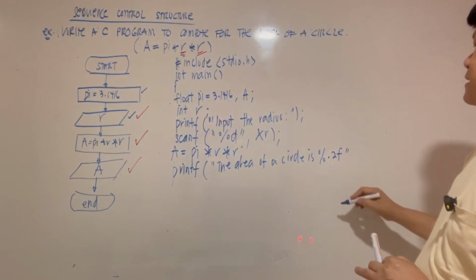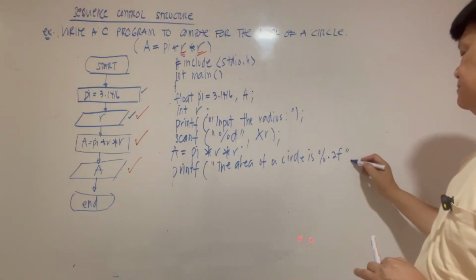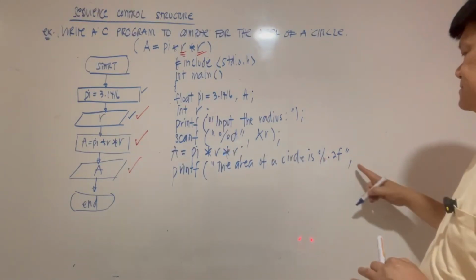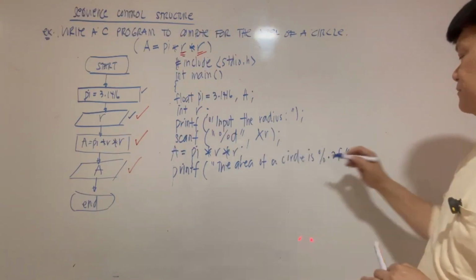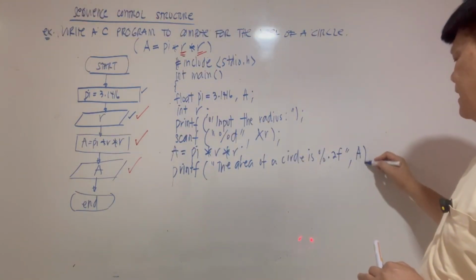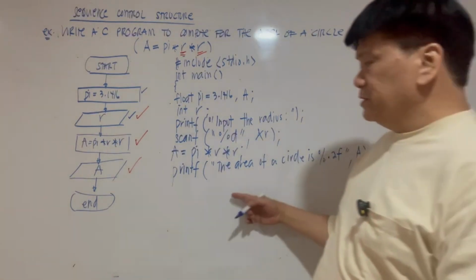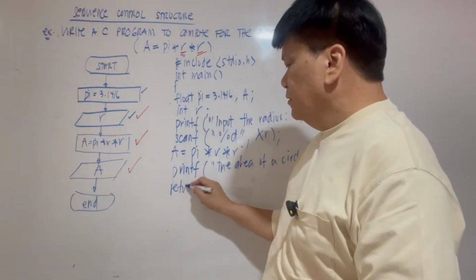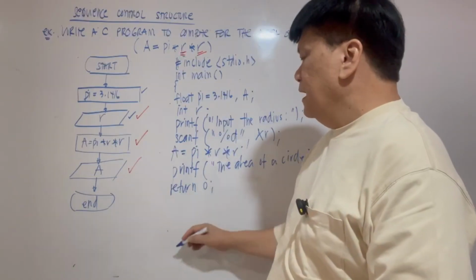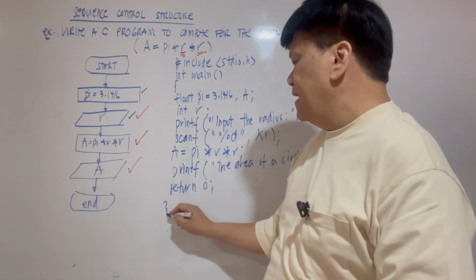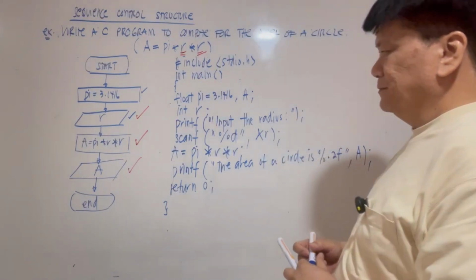So double quotation, comma, what is the variable? We have here a. Then another semicolon. So that's it, output. Then to end, we put return 0. And then that's the end of the program.